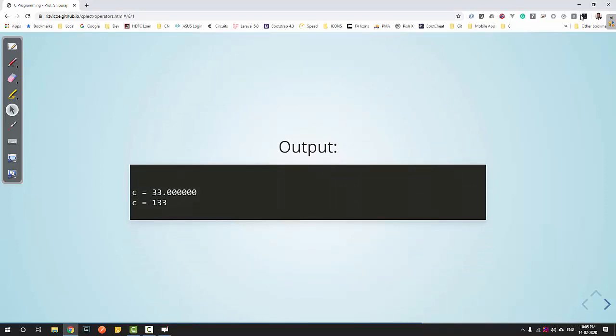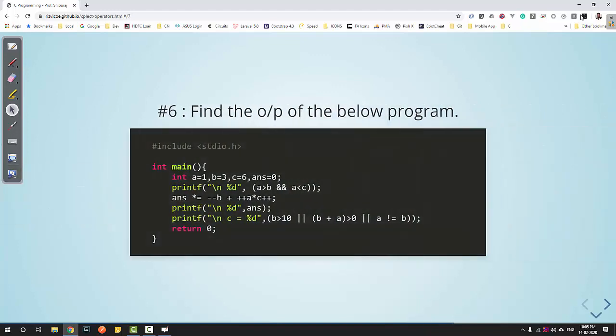Okay, perfect. So let us take another example. In the next example we are going to deal with some more operators. So let us take this into our board.